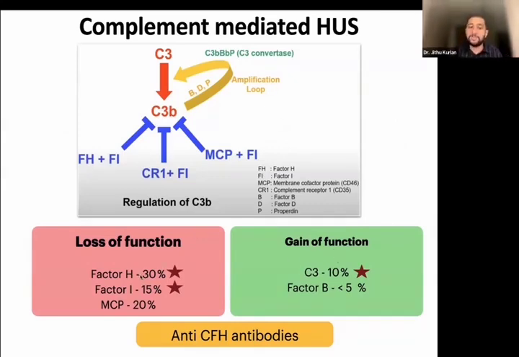Factor H is the most commonly lost function, around 30%. Factor I is about 15%. C3 is the third most common, with gain of function, around 10%. And the starred ones are the ones which have a high chance of recurrence.